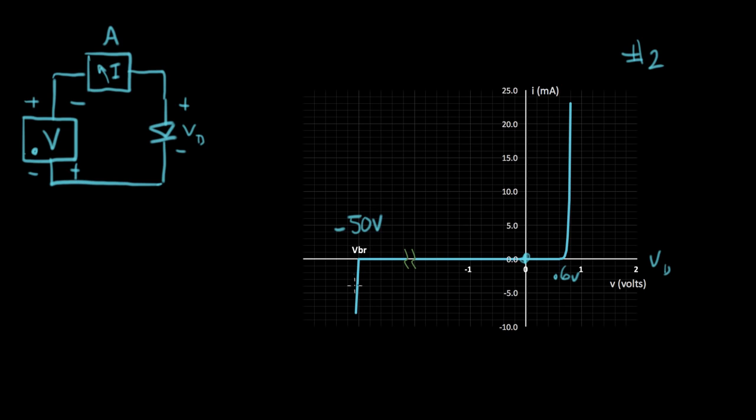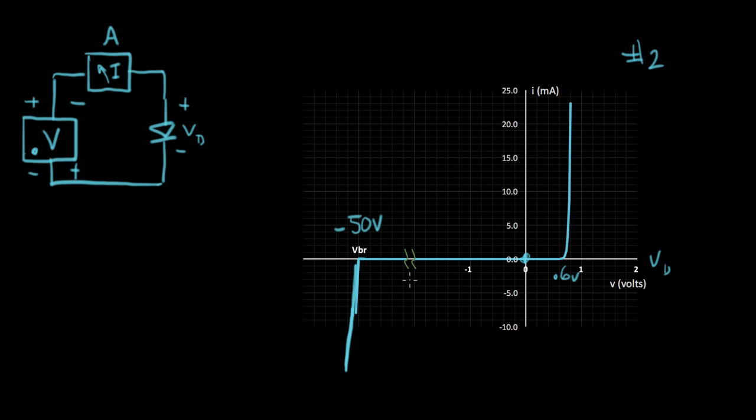That's this point here. What happens is I see a really sharp increase in current like that, right there. And it keeps going. And that is called the breakdown. VBR is breakdown. And for silicon diodes, minus 50 volts is a typical value for that.